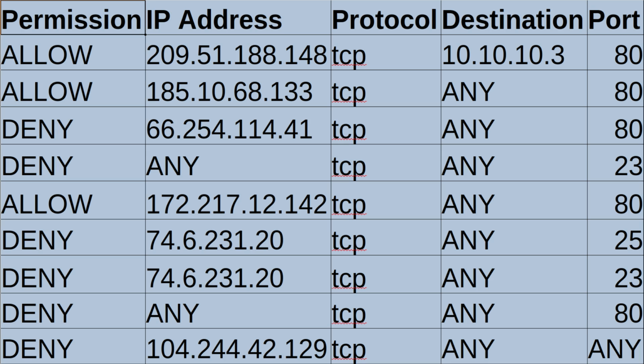They might look slightly different than this, depending on what type of firewall you are using, but all firewalls pretty much follow the same concept. So from left to right, we have permission, which is just going to be allow or deny. Then we have the IP address. This is the source address, so the IP of whatever machine or whatever service is out there on the internet sending the traffic to a machine on your network. Then you have the protocol.